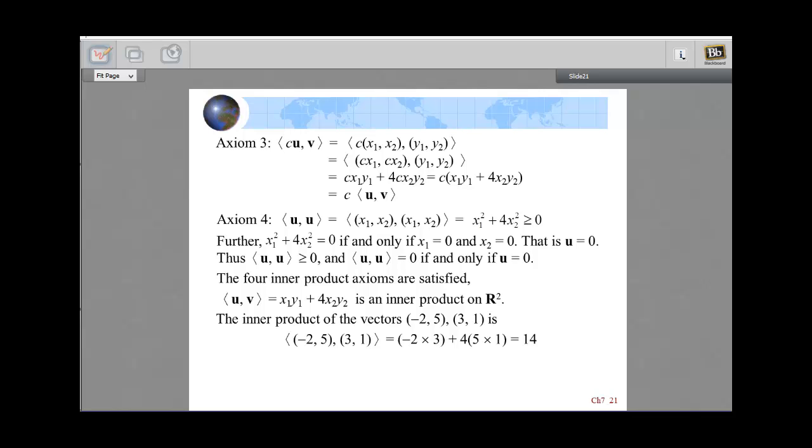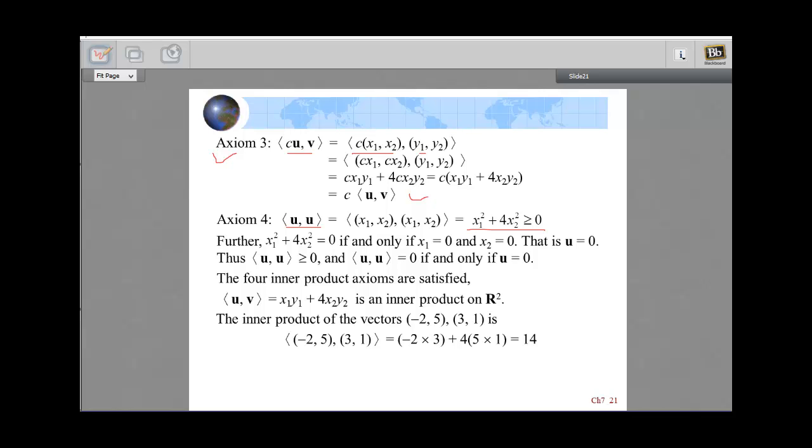Similarly, the third axiom: if you multiply any constant c with <u, v>, we multiply c inside and then take the c outside. When you take the c outside, that will be equal to c <u, v>. Similarly, the fourth axiom is <u, u>, which equals x square plus 4 x square, that is greater than or equal to 0. So there are four axioms, and in this way we can prove all four axioms.